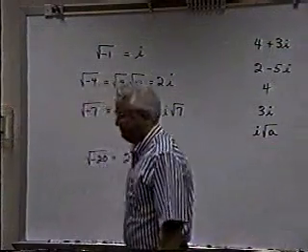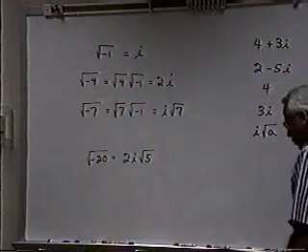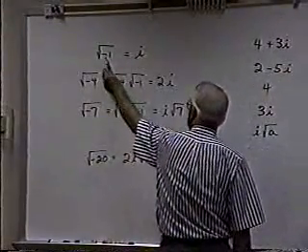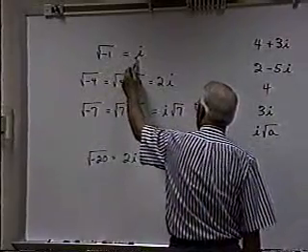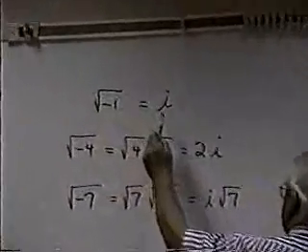Complex numbers. All right, by definition, that's all we're going to say about it, we're going to define the square root of minus 1 as the letter i. By definition, the square root of minus 1 is i.